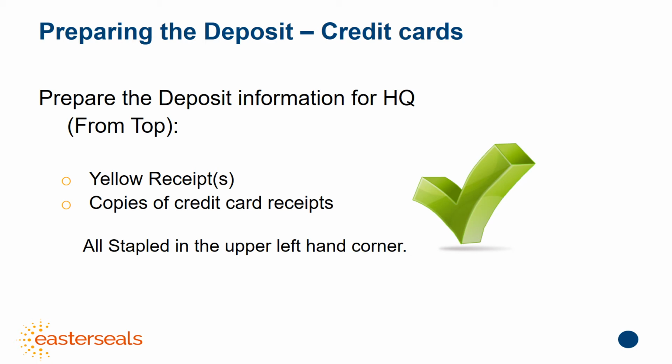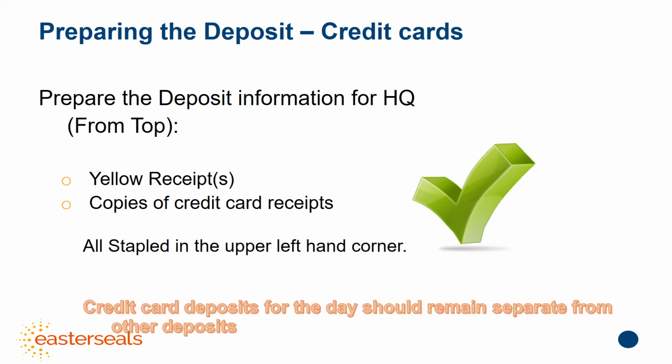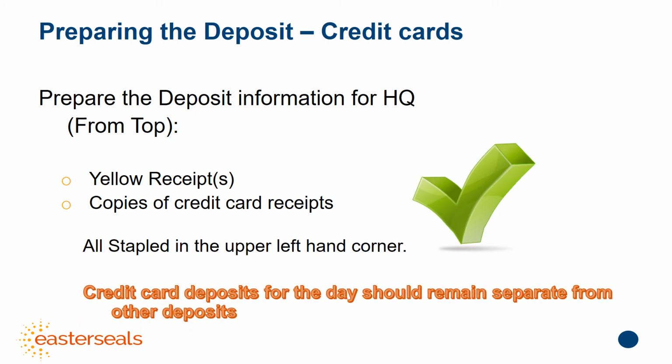And then that needs to be stapled at the top left corner, or if you prefer, you can also tape the yellow receipt to the bottom of the paper because it's not always full. The receipt paper is not full, so you can tape it to the bottom of that sheet as well. But please remember that credit card deposits are separate from other deposits and should not be added to any other deposit batches. It is a separate deposit.